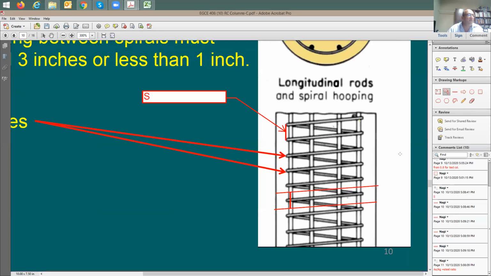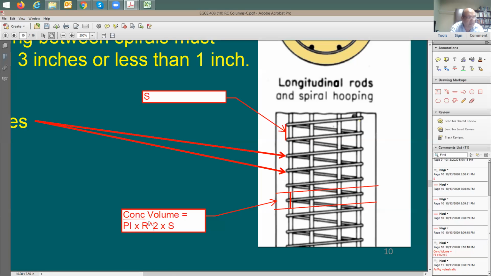You can say this volume for the concrete is going to be equal to what? It's going to be equal to pi r squared of the column, right? Pi r squared multiplied by what? By s. What is s? The spacing. So this gives you the concrete volume. All right. Are we good about this? So concrete volume is going to be equal to pi r squared times s.